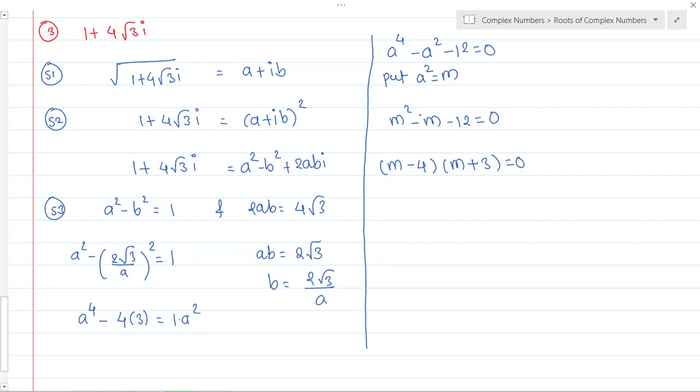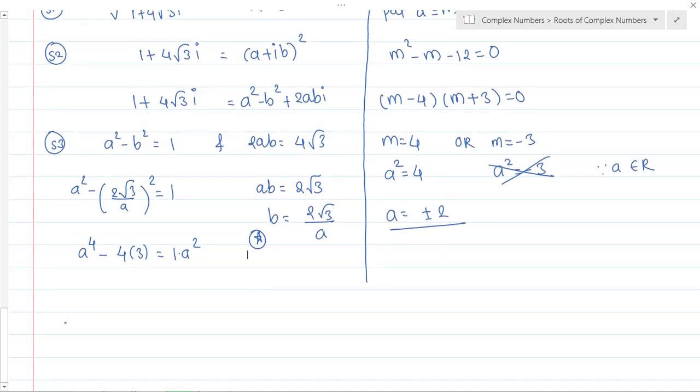So the roots are what? I want the sum to be −1 and the product to be −12, so −4 and +3 become the roots. So m = 4, or m = −3. This gives a² = 4 and a² = −3, which is definitely not allowed, because a belongs to R. So a = ±2 from this equation. Once I get a = ±2, let's find the value of b with the help of this. Okay, perfect.